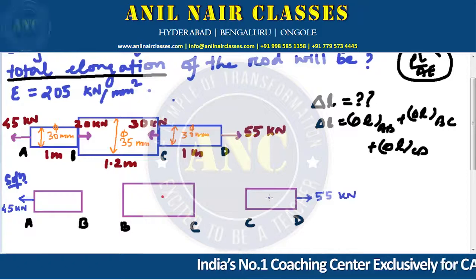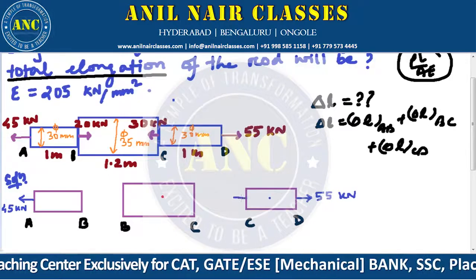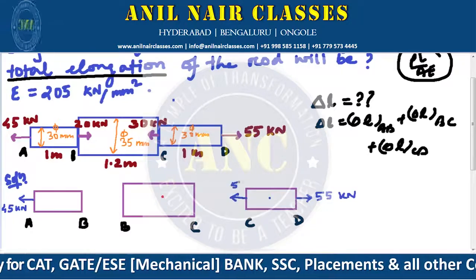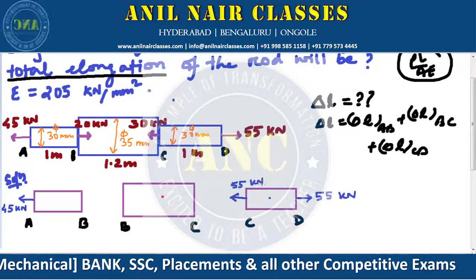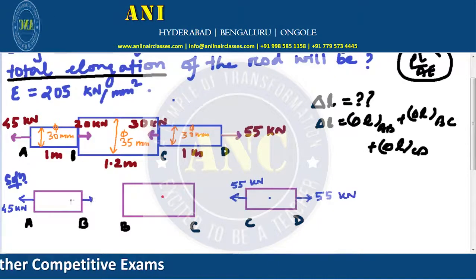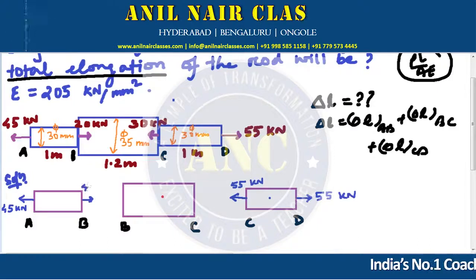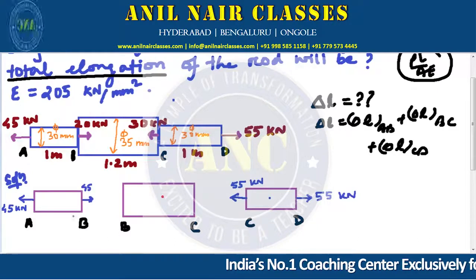If you see in CD there is a tensile load of 55, so obviously on the other side there will also be 55 only, that is equal and opposite, correct? Similarly here also, when the left hand side is tensile, obviously the right hand side will also be tensile, with how much? With the same 45.